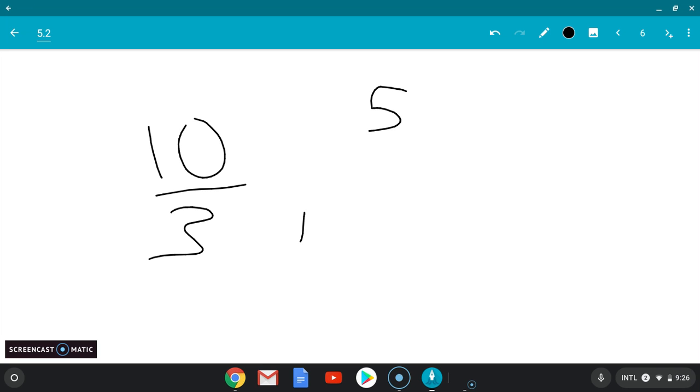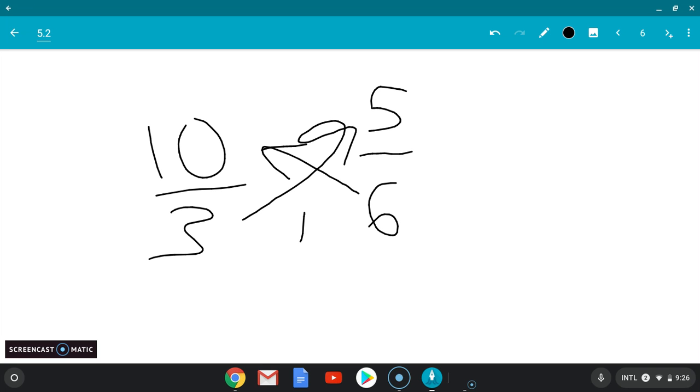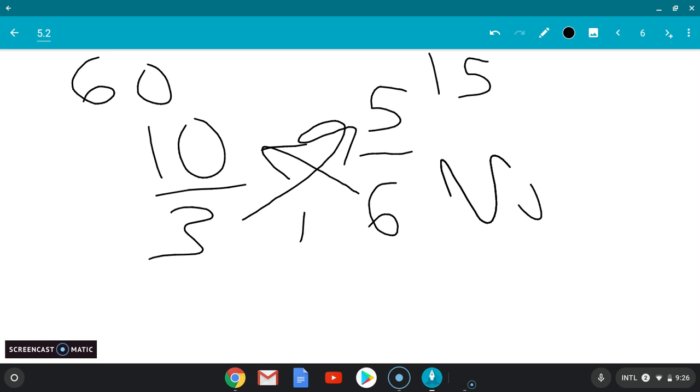Let's say I had 10 over 3 and 5 over 6, and I'm just going to use my shortcut method that I told you about. So if I do 6 times 10, 3 times 5. All right, so 3 times 5 is going to give me 15. 6 times 10 is going to give me 60. So the answer is no. Not proportional, right? Not the same number. Let's do another example. One more.